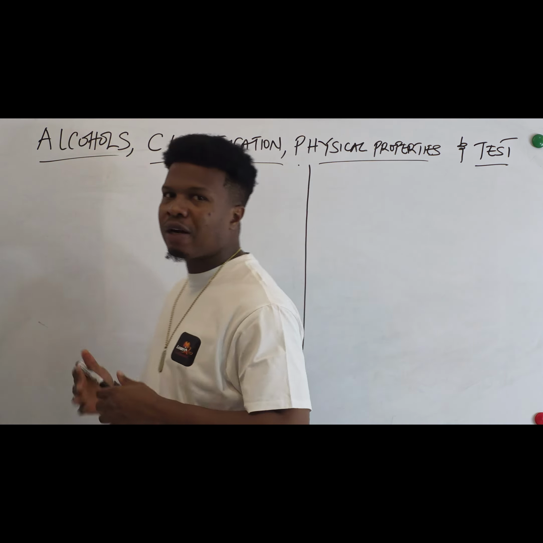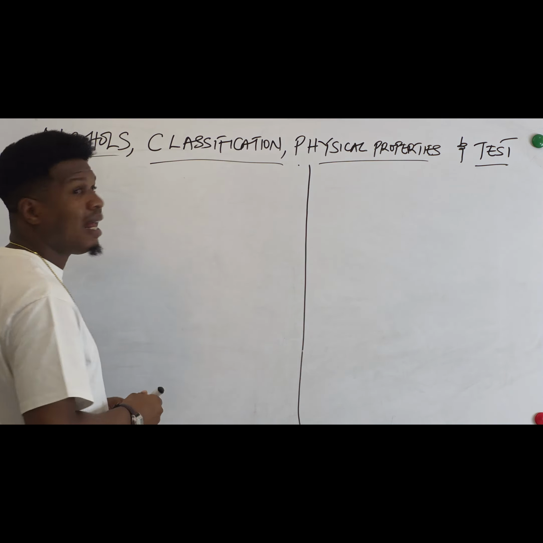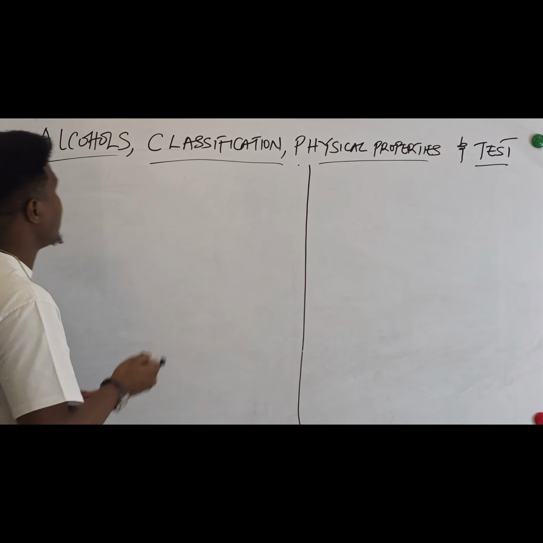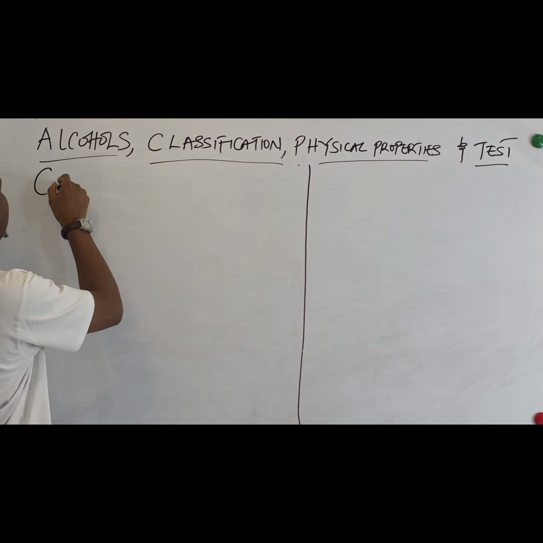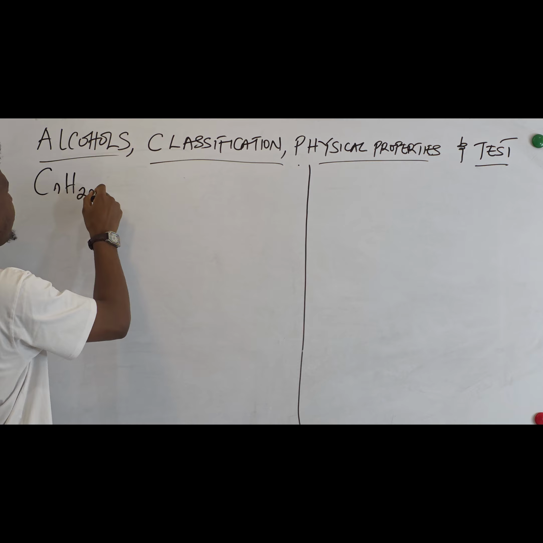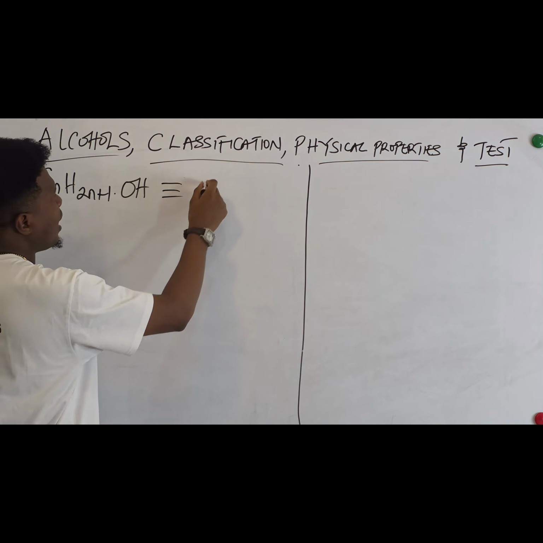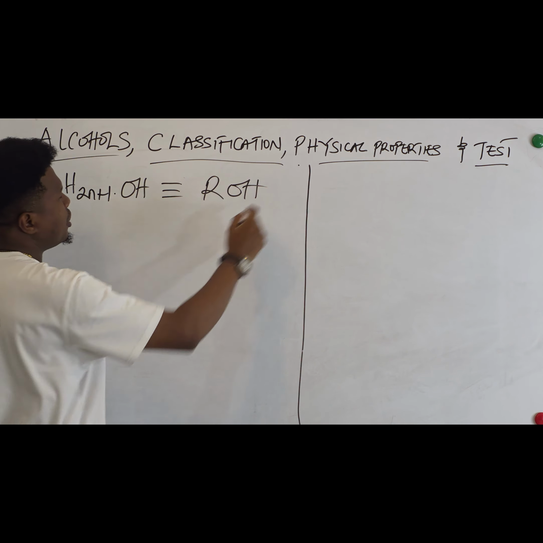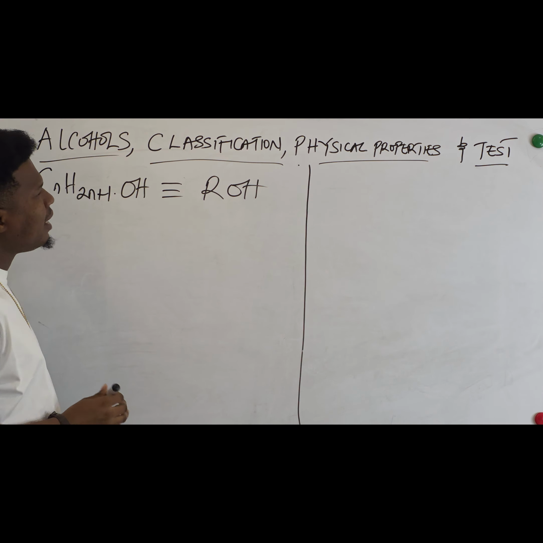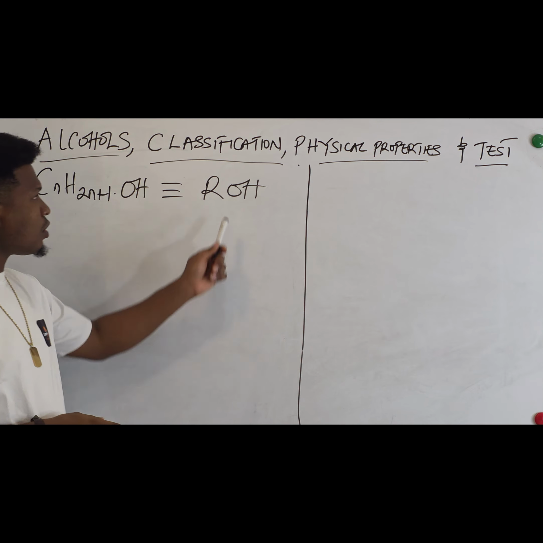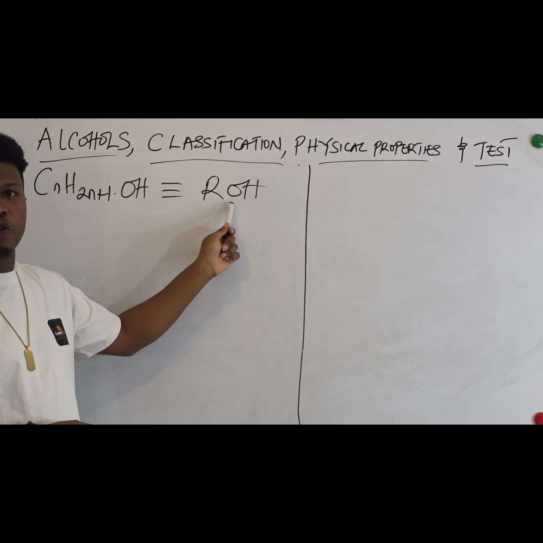So before we talk about alcohols: they are aliphatic compounds, right? And their general formula is CnH2n+1OH, which is the same thing as ROH, right? So why are they alcohols? They're alcohols because of the presence of this functional group, the OH group.